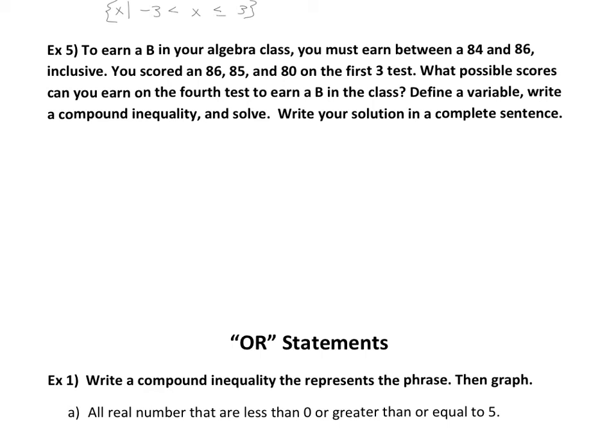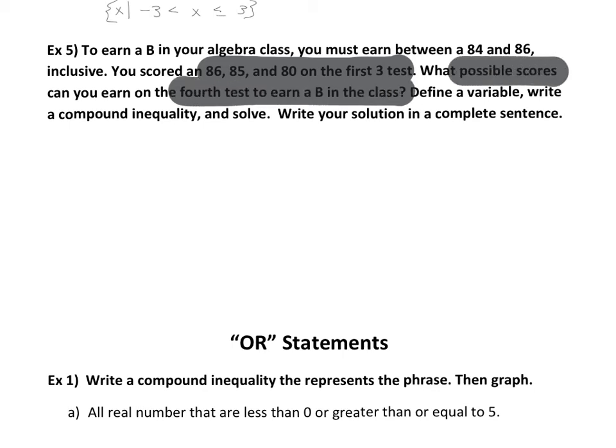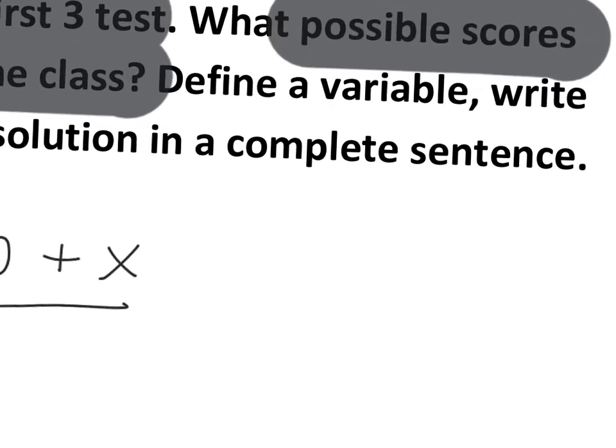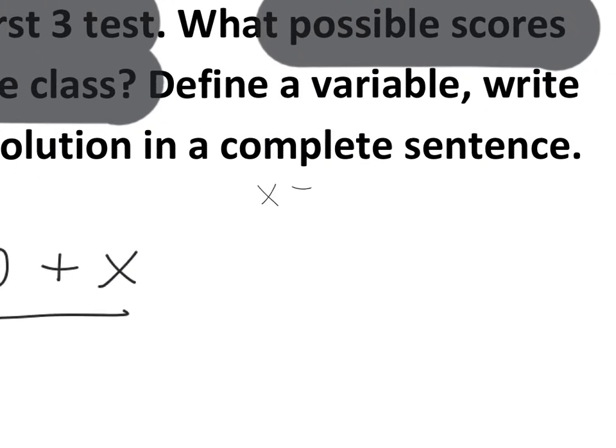Okay? So first off, let's kind of zoom in here and talk about, you have scored this on your first 3 tests, okay? And so now we're looking for what possible scores we can have on the 4th test to get to that B. So if I'm looking here, I've got an 86, an 85, and an 80, and an unknown 4th test score, and there's going to be 4 tests. So that's how I'm averaging it out. Okay, so when I define my variable here, I'm going to say that x equals the 4th test score.